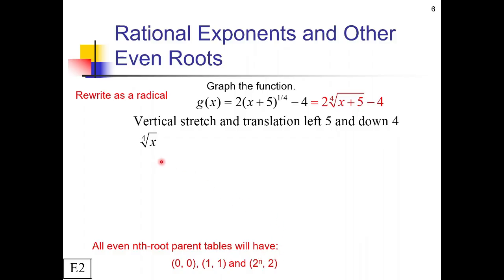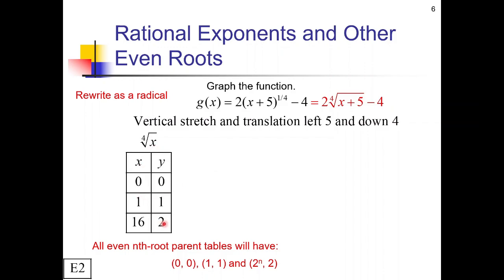So pause the video, see if you can figure out what that third point should be, and then do all the rest of the things to graph this out. All right, so we've got (0, 0), (1, 1), and 2 to the 4th would be 16. So I'm also going to have (16, 2) as my third point.